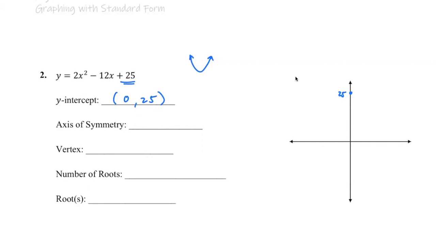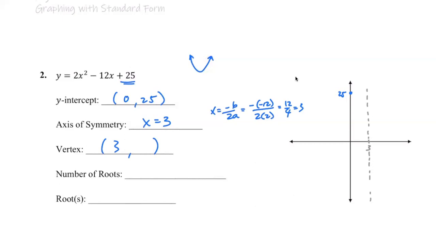Axis of symmetry, it's going to be negative b over 2a. So negative b over 2a, what is it? 12 over 4, which is 3. So x equals 3, it's our axis of symmetry. And let me put a 3 right there and go ahead and draw the axis of symmetry. And without hesitating, I'm going to put the 3 straight in as the x value of the vertex because I know they are going to be the same.